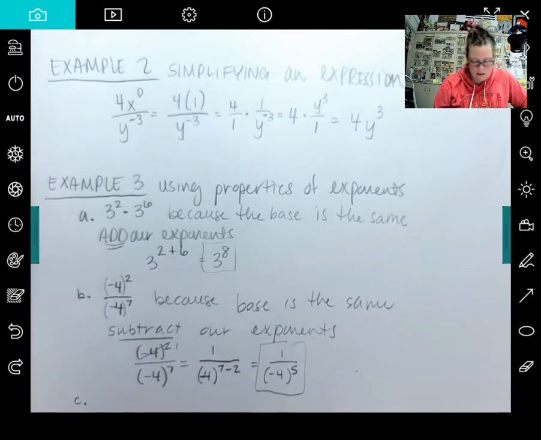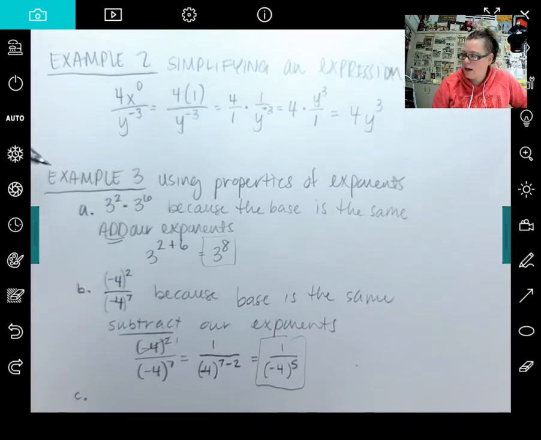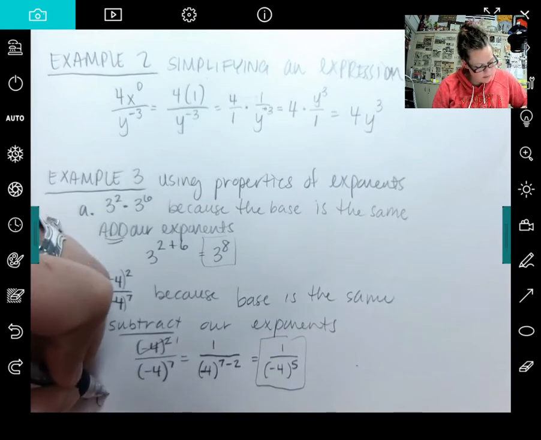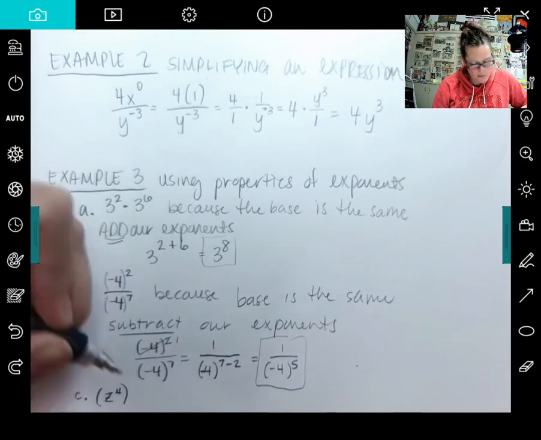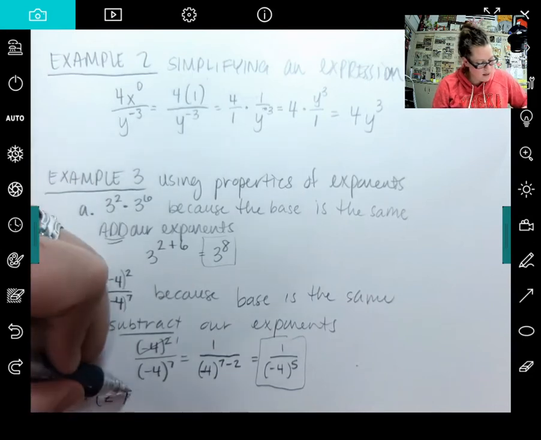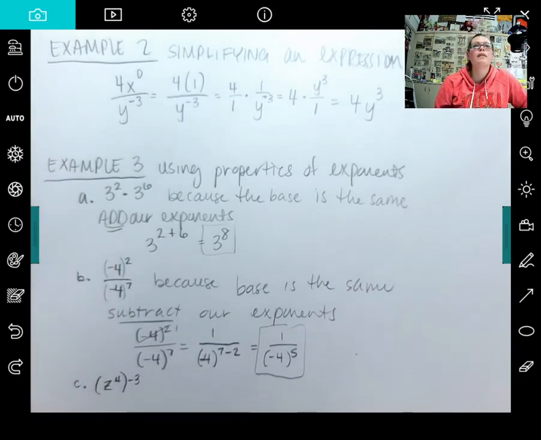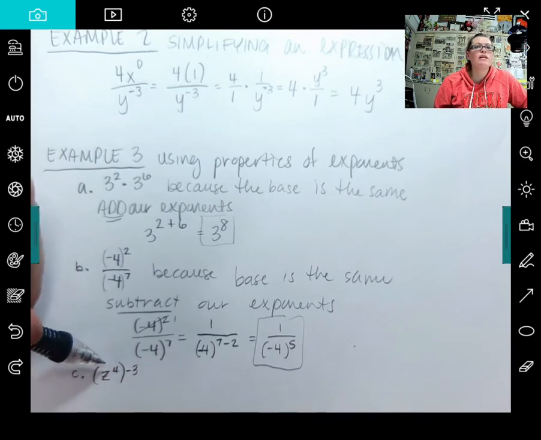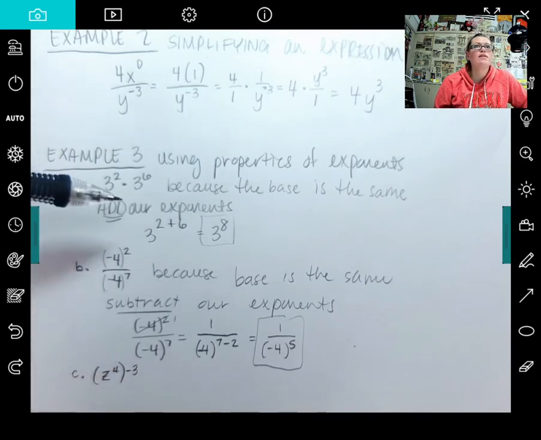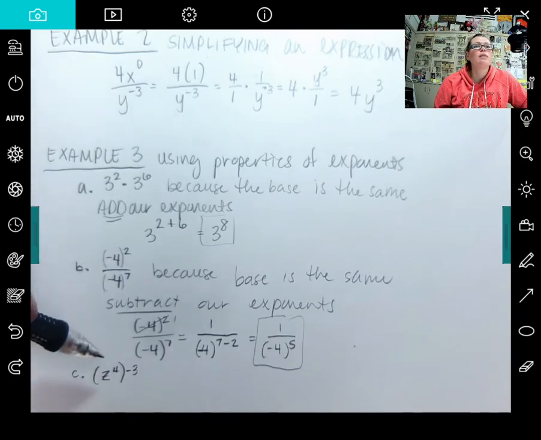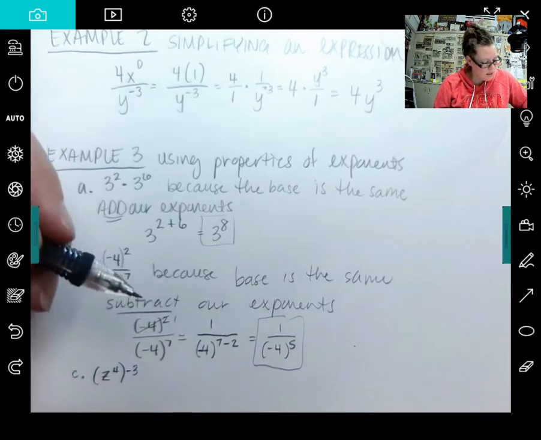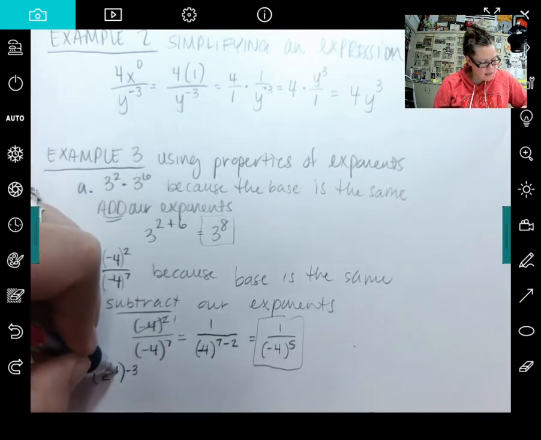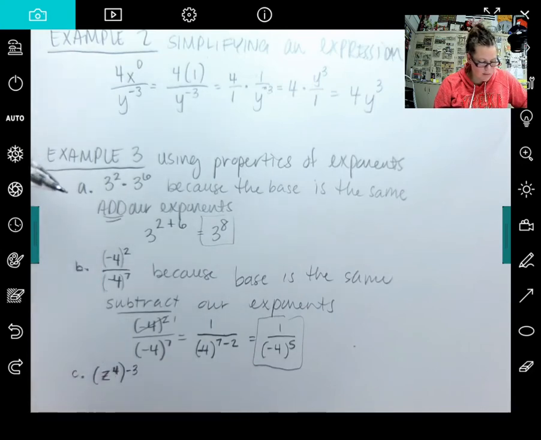For C we have, in parentheses, z to the 4th power, and then that is to the 3rd power. When we have exponents that are split by a parenthesis, we multiply. If they're split by multiplication, you add. If they are split by a parenthesis, you multiply. It's an exponent to the exponent, so we multiply.